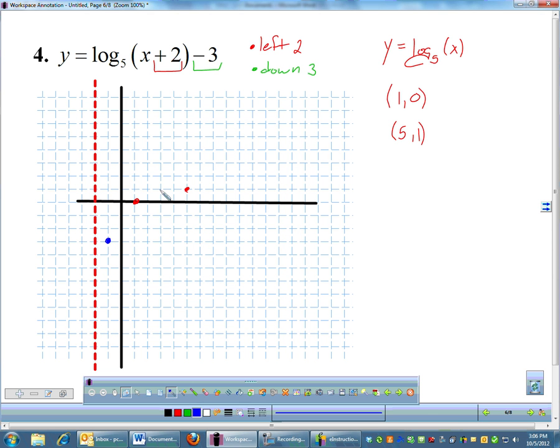This point, left 2, down 3. And that's going to be my new graph. I'm going to come up, follow the asymptote, hit that point, and then we start to level off.